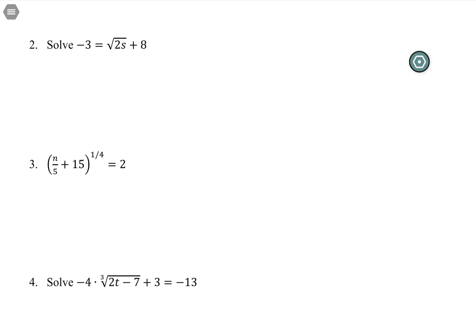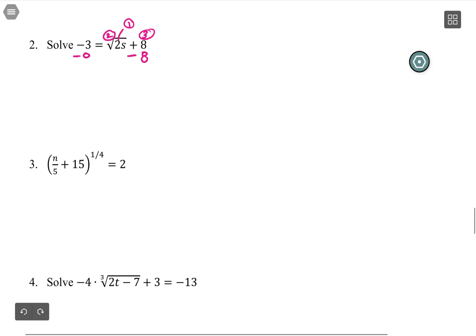Okay, so next one, I see my variable. The first thing that I would do, remember that the radical sign is a grouping symbol. So the first thing you do is everything under the root, which is multiplication. Then you'd apply the square root, then you'd add 8. So the first thing I'm going to get rid of is the 8. Since it's added, the inverse operation will be subtracting, and I get -11 equals the square root of 2s.